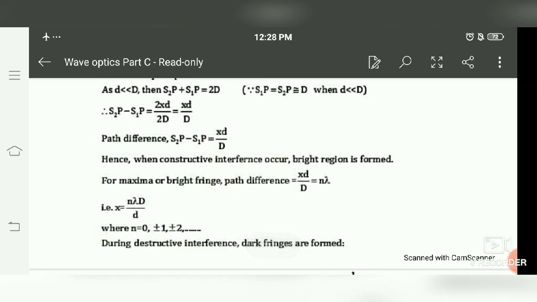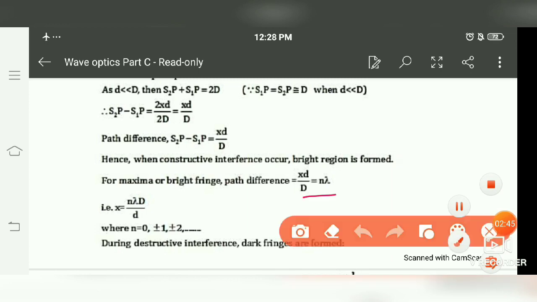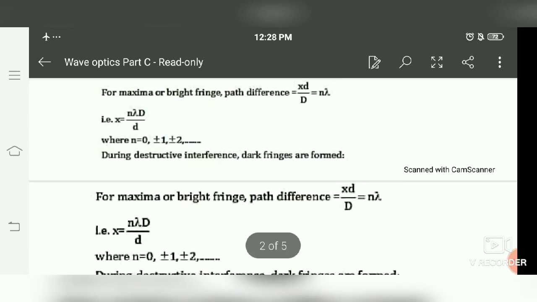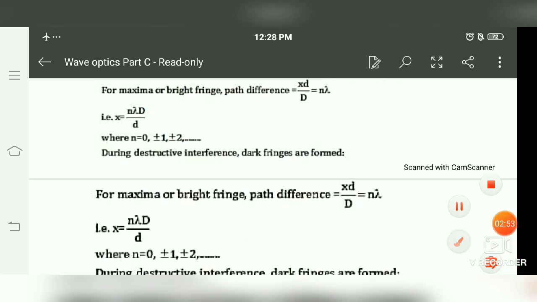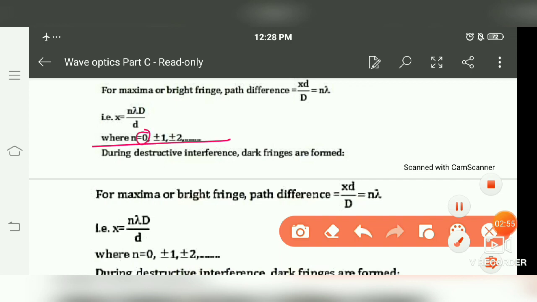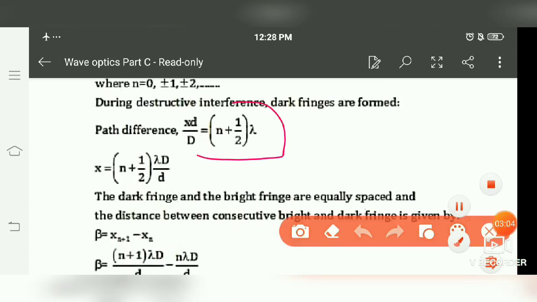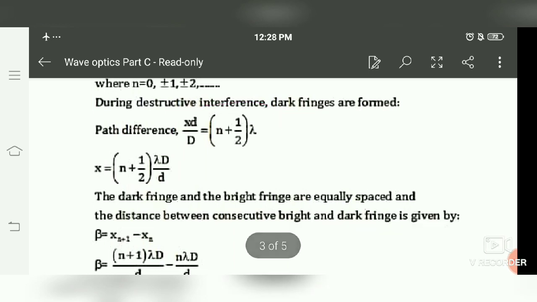As we know, path difference equals n lambda for maxima or a bright fringe, where x equals n lambda D by d, for n equals 0, 1, 2, 3 and so on. At 0, the central maxima will be formed. For destructive interference, the path difference x d by D equals n plus 1 by 2 lambda. So we get this value. This is the case for destructive interference.